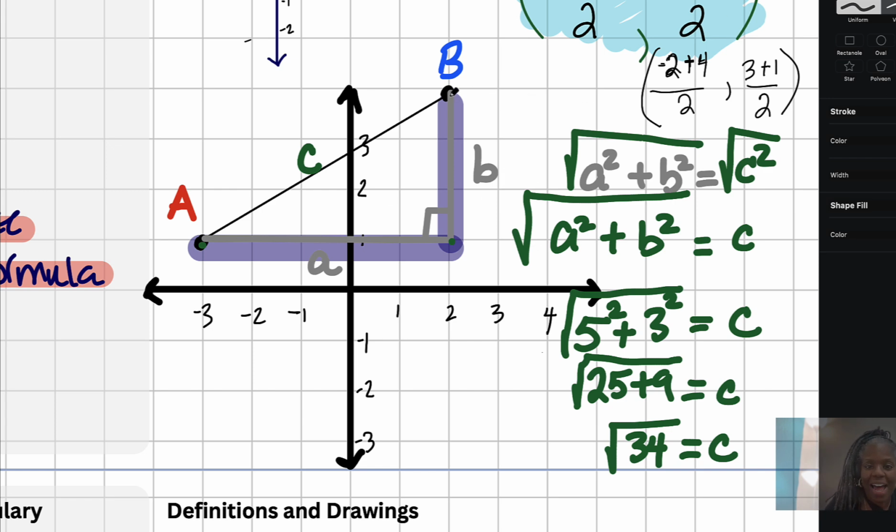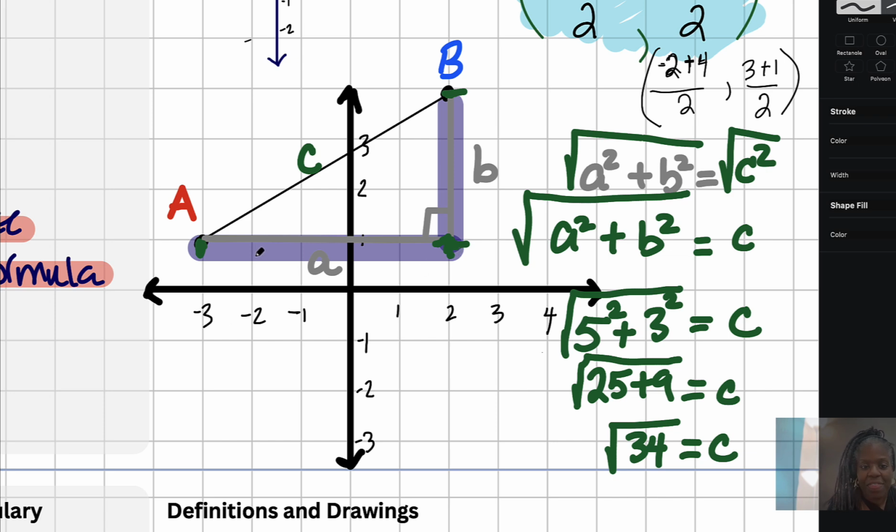We recognize that A, right here, is going to be the difference between these x values. Watch this. Remember when we found the distance, the absolute value distance between two numbers? We're going to do that here. 2 minus negative 3 is 5.